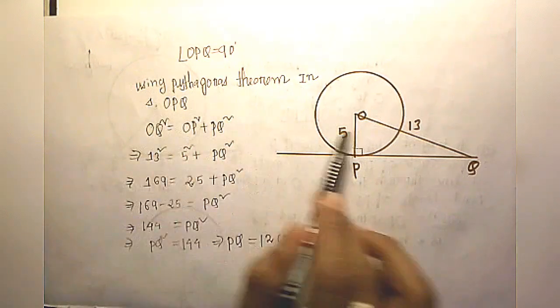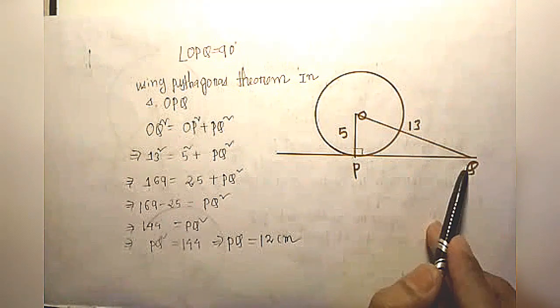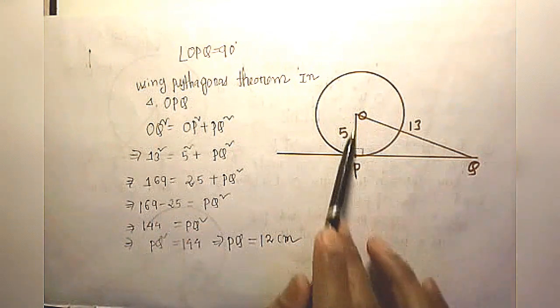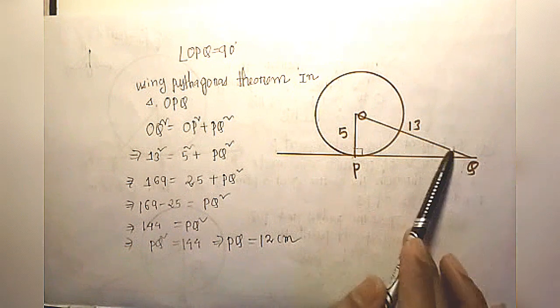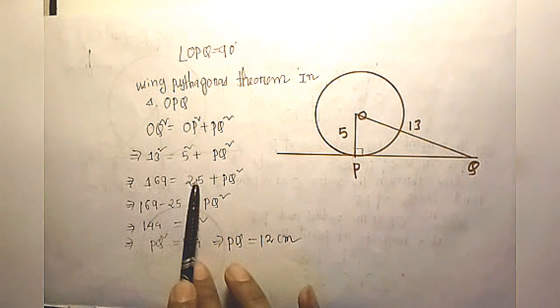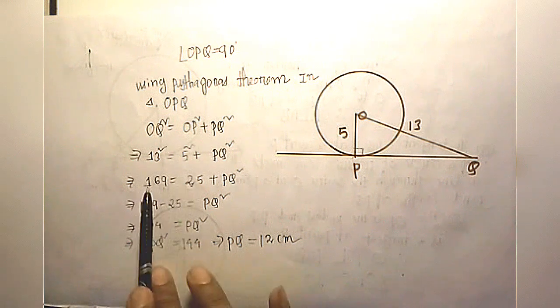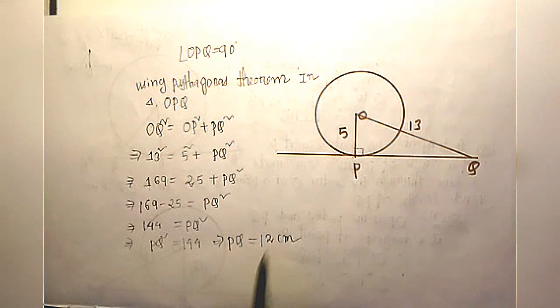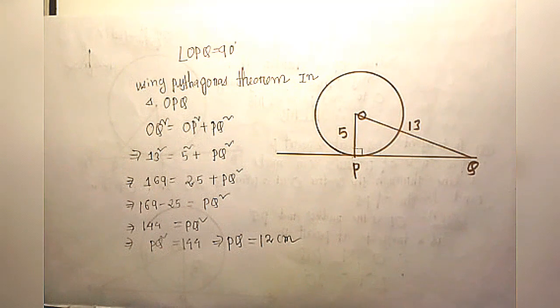So using the Pythagoras theorem in triangle OPQ, OQ square equals OP square plus PQ square. Putting the values, 13 square equals 5 square plus PQ square. So 169 minus 25 equals PQ square, 144 equals PQ square, which implies PQ equals 12 centimeters.